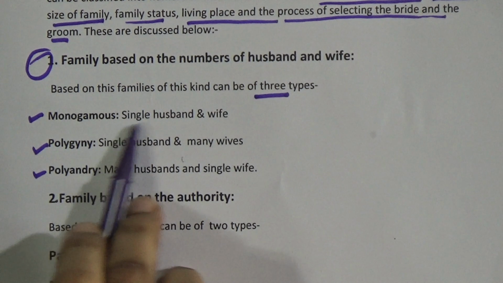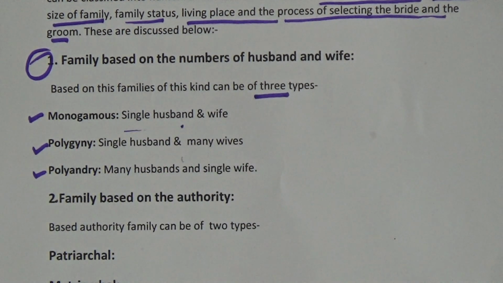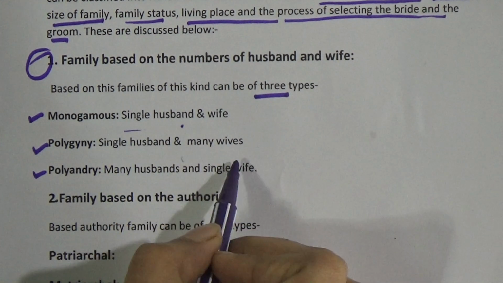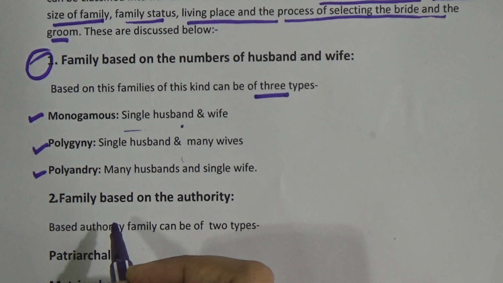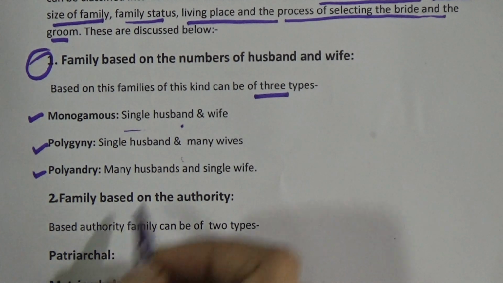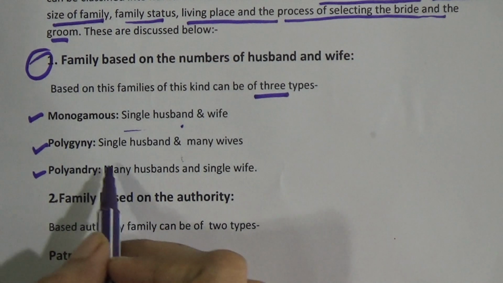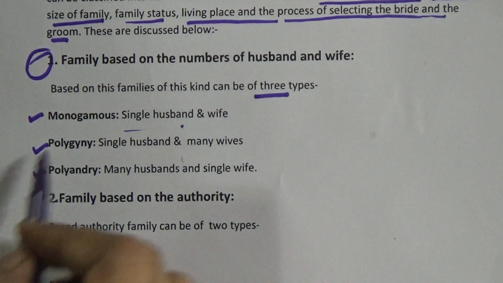In a monogamous family we find a single husband and wife. Only a husband and a wife make a family, which is called a monogamous family. The second one is polygyny, a single husband and many wives. That means a husband marries more than one woman, so a husband and many wives together create a family, which is called polygyny.